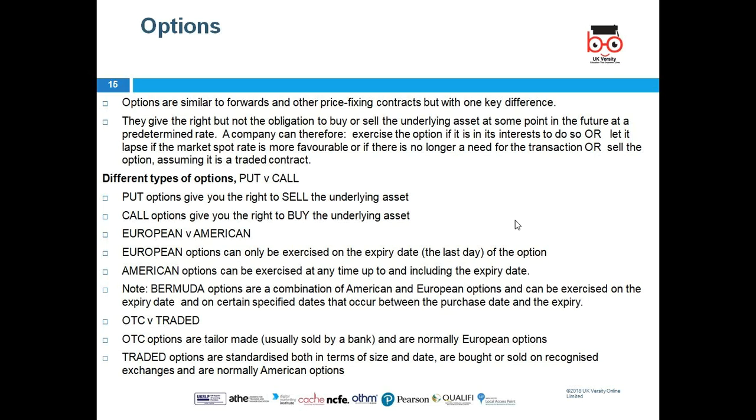What about the next, OTC and traded? OTC options can be specified by us, and are normally European options, and traded options are standardized. Both term, size, and date are set, bought or sold on recognized exchanges, and are normally American options. Any questions?